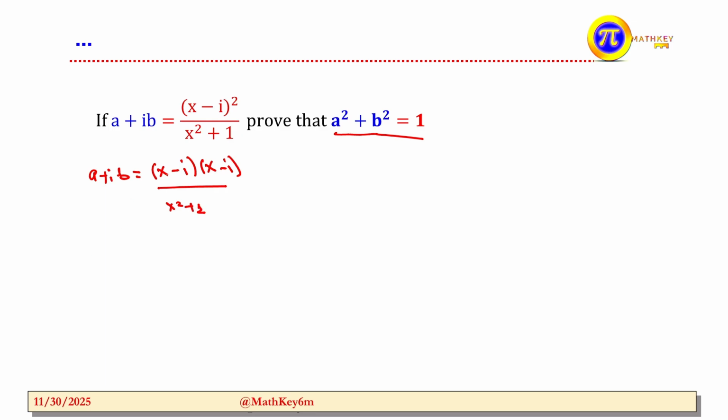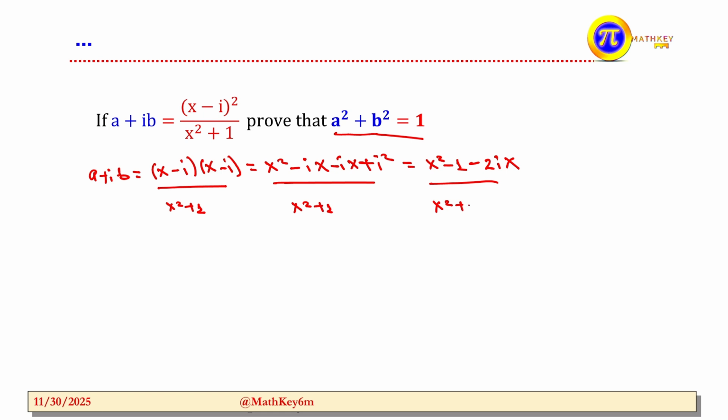When we come to here, we multiply x by x, which is x square. x times minus i is minus ix, and minus i times x, again here is minus ix. Minus i times minus i becomes plus i square. Divided by the denominator x square plus 1. This is x square plus i square, which is x square minus 1, minus 2ix, divided by x square plus 1.